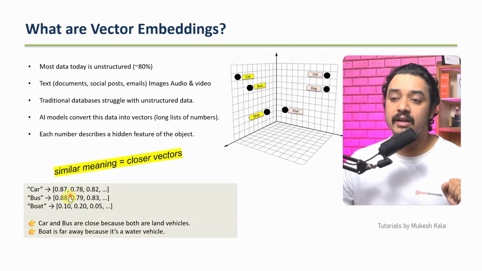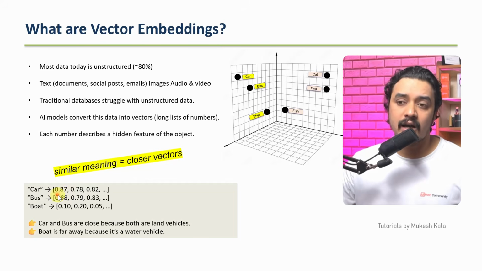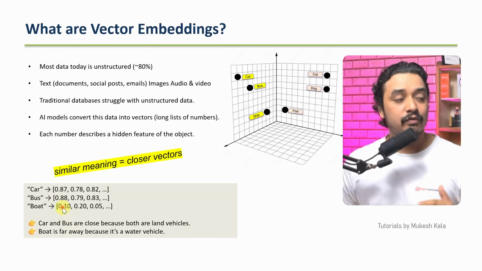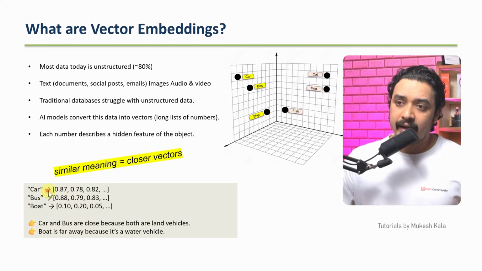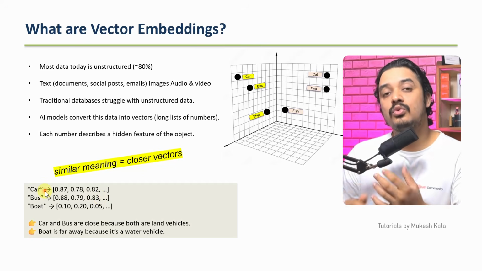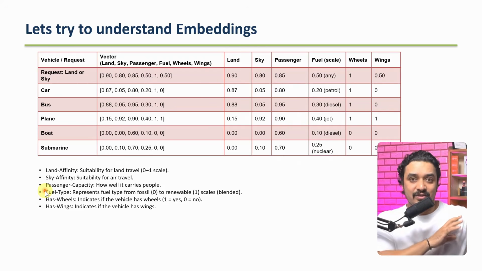As an example, when I am storing the car into my vector database, the embeddings generated by AI for the car would have parameters something like 0.87, 0.78, 0.82. The bus will have this and the boat will have this. If you look closely, bus and car are close, 87, 79, 83, because both of them are land vehicles. Boat, however, is far away because it is a water vehicle. So yes, the information is stored, and since both of them have the same properties, the vectors are close. These numerical values are called embeddings, and embeddings are created by AI models to store the information into the vector database.